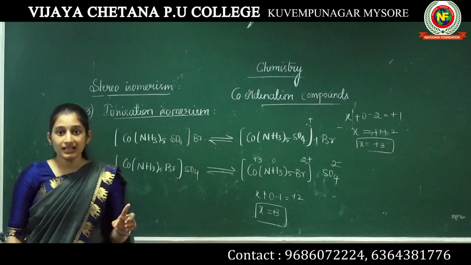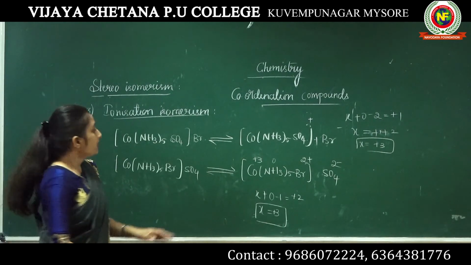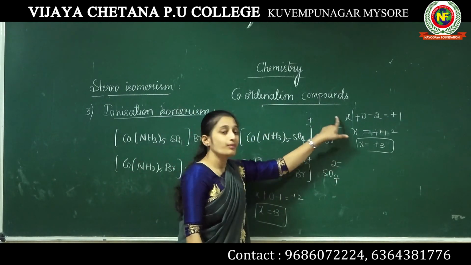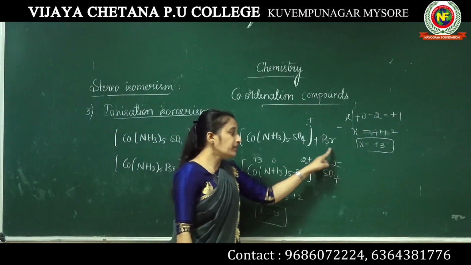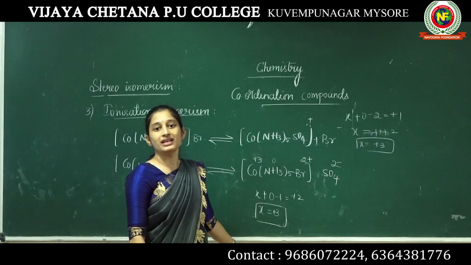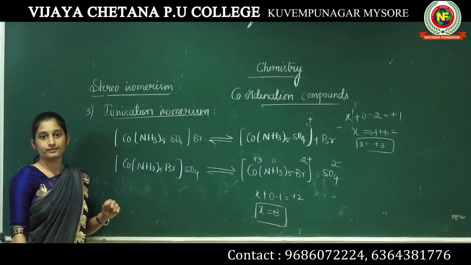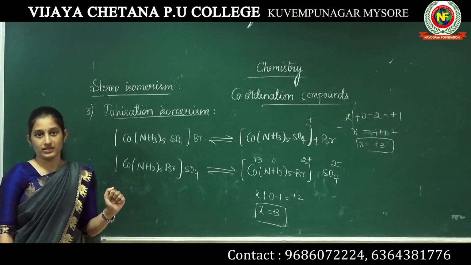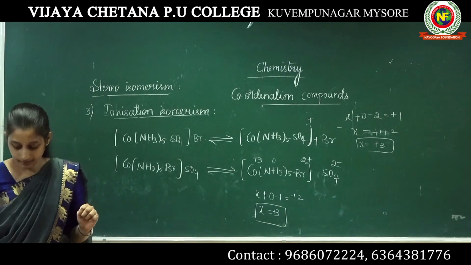But when we ionize, we will get different things. If I ionize the first compound, the simple ion is bromide. If I ionize the second one, the simple ion is sulfate, but not bromide. But both are the same compound because of the same molecular formula. This is ionization isomerism. The name itself tells us what it is, particularly.